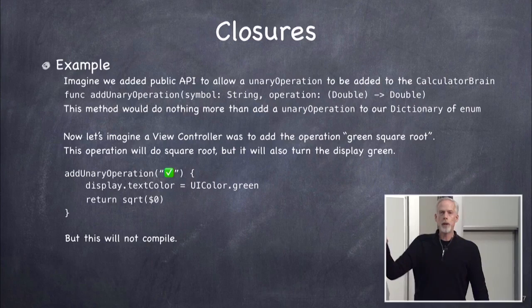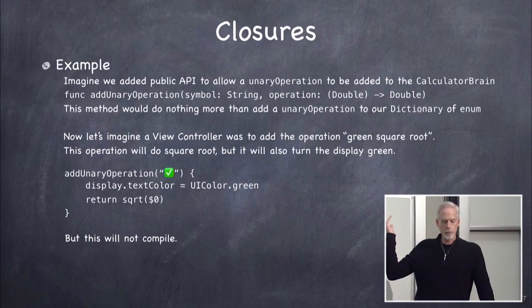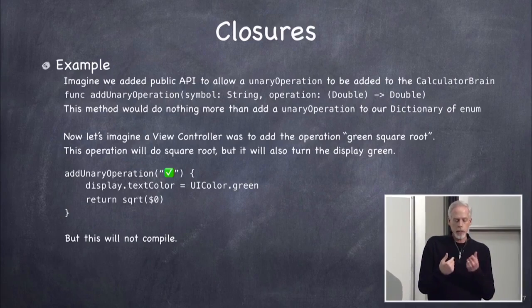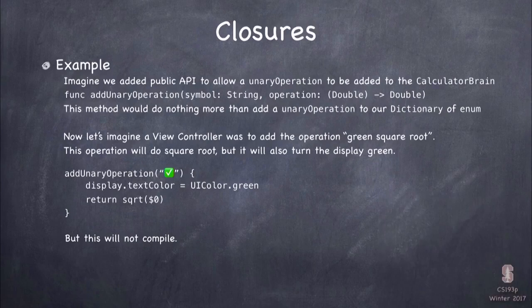Okay? Everyone understand this code up here? Could not be simpler, right? I'm just adding this unary operation, green square root, and all it's doing, I'm doing this from my view controller, so it's setting the display's color to green and returning square root. It's the same as square root, but it sets the display green. Now, this will not compile.